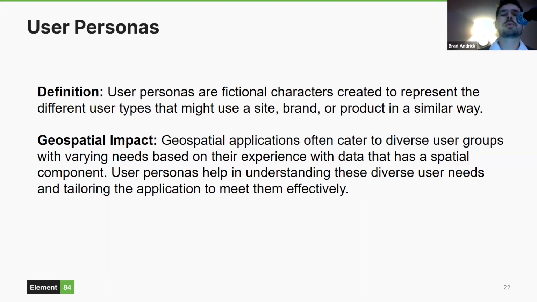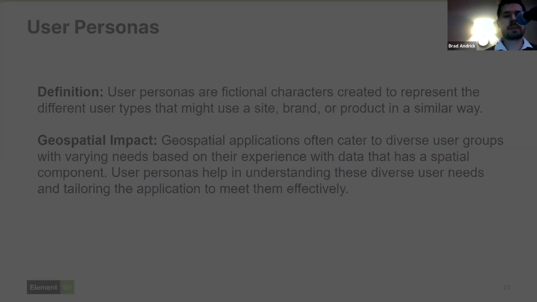User personas are fictional characters created to represent the different user types that might use a site, brand, or product in a similar way. In the context of geospatial, that's something that we need to consider because user groups have varying needs in the geospatial world. They might know more about geospatial data, they might know less. And so balancing that and considering who our users are is really, really important in that context.